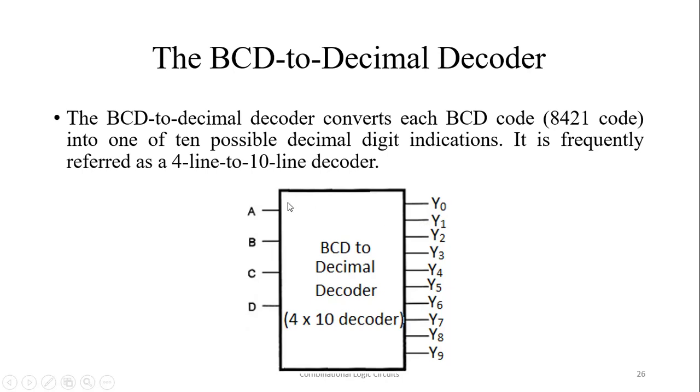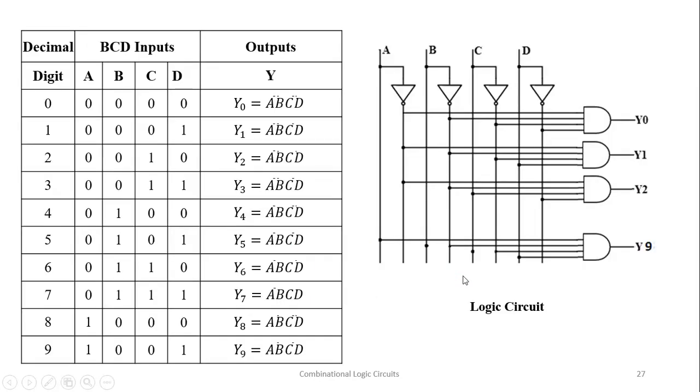This line detects the presence of the BCD code 0001. If this line is high, it means 0001 is present at the input. This is the truth table. This is the decimal digit 0, and the BCD of decimal 0 is 0000, and the expression for Y0 will be equal to A bar, B bar, C bar, D bar. For decimal digit 1, the BCD code is 0001, so Y1 will be A bar, B bar, C bar, D.